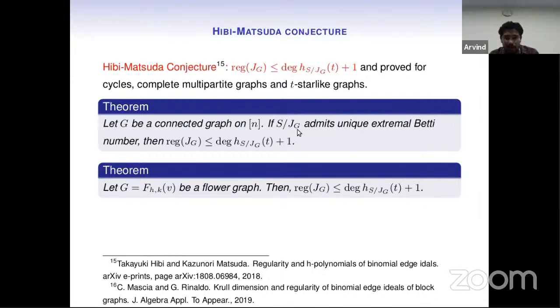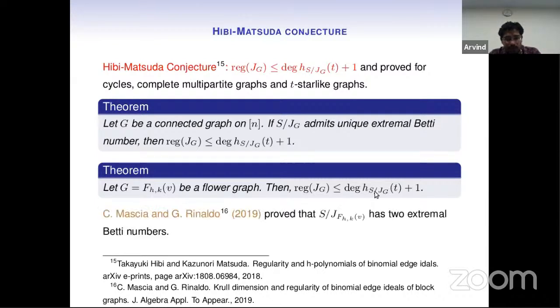Then we try to extend this result to the case where the binomial edge ideal of G admits two extremal Betti numbers, or more than two. In that case, we found this graph, the flower graph, that satisfies the Hibi–Matsuda conjecture. Matsuda and Rinaldo proved that the binomial ideal of this graph admits two extremal Betti numbers.